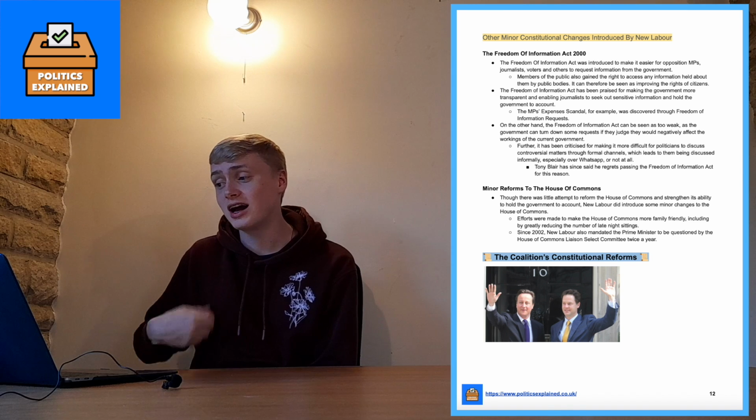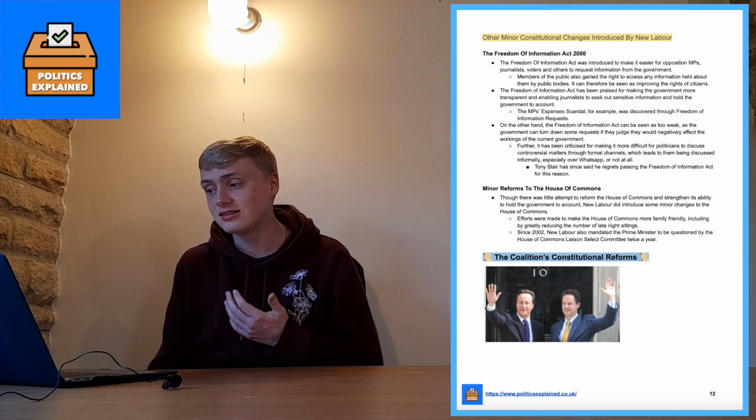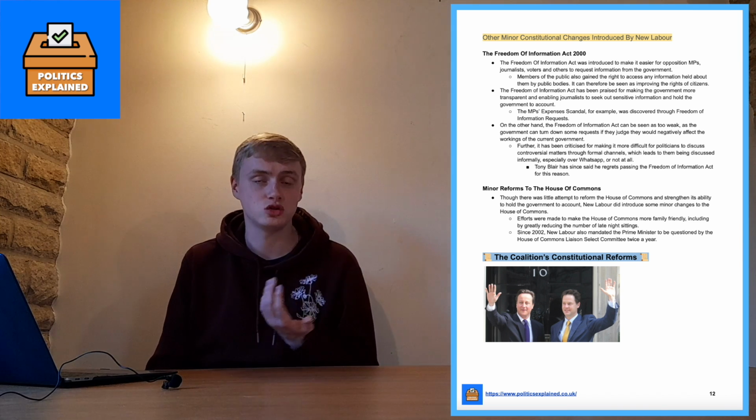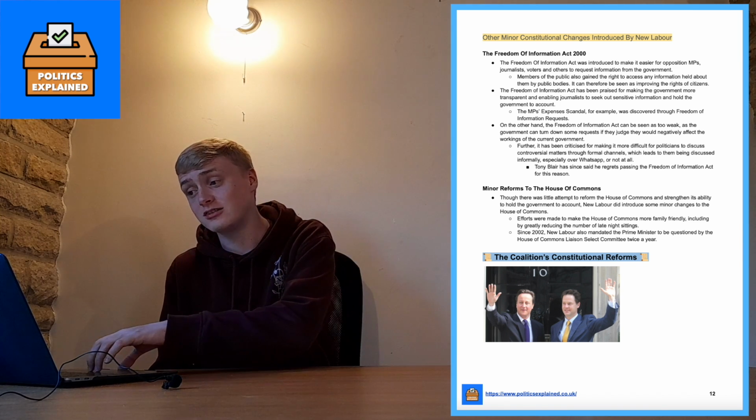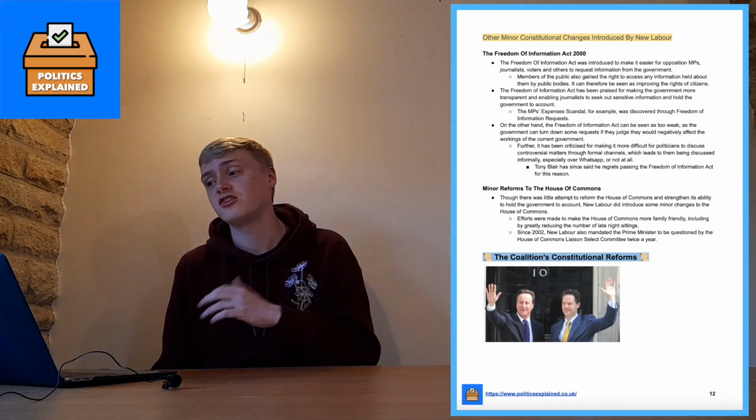The Freedom of Information Act has been praised for making the government more transparent and enabling journalists to seek out sensitive information and hold the government to account. So the MPs' expenses scandal, for example, was discovered through Freedom of Information requests by journalists.